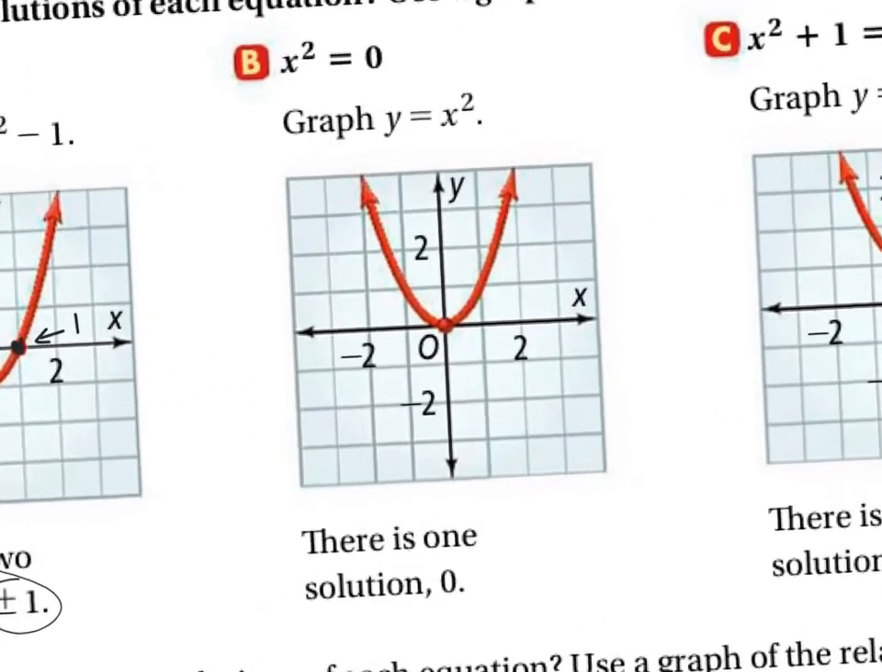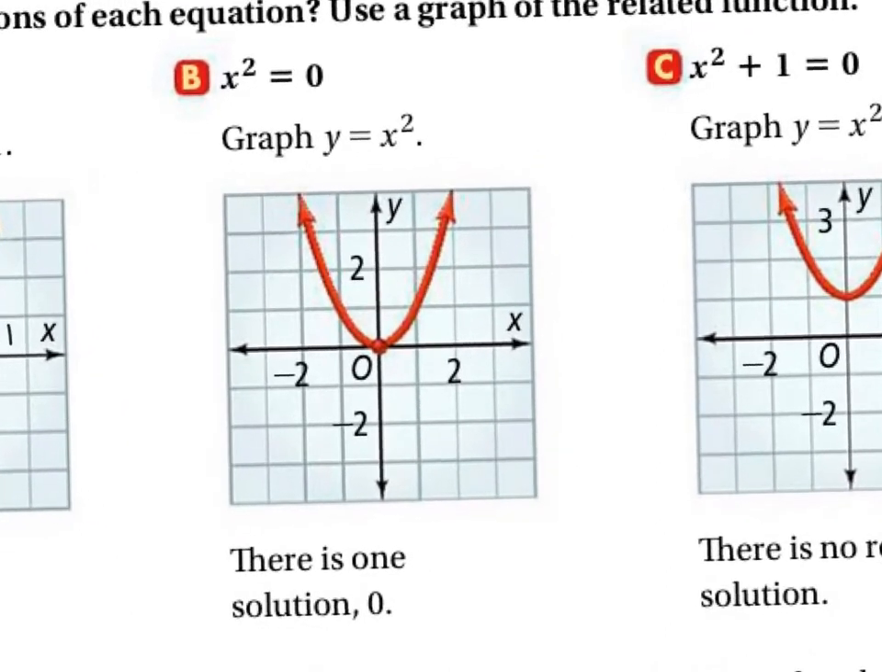Part B, similar idea. X squared equals 0. So we're graphing y equals x squared. And when you graph this, there's only one solution. The vertex hits on the x-axis, so that's our one solution, which is 0.